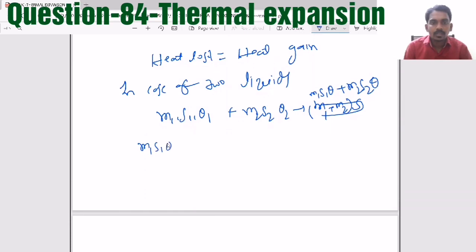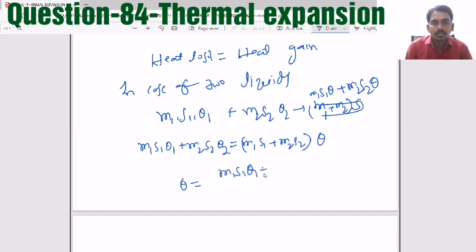Then you can make the equation M1 S1 theta 1 plus M2 S2 theta 2 equal to (M1 S1 plus M2 S2) theta. Then the final common temperature will become (M1 S1 theta 1 plus M2 S2 theta 2) by (M1 S1 plus M2 S2).